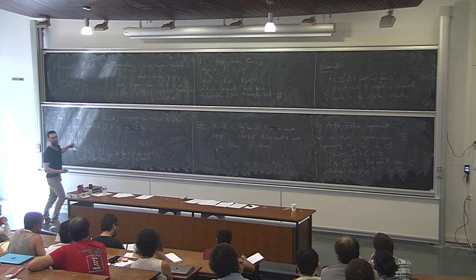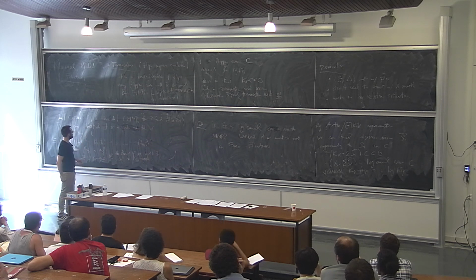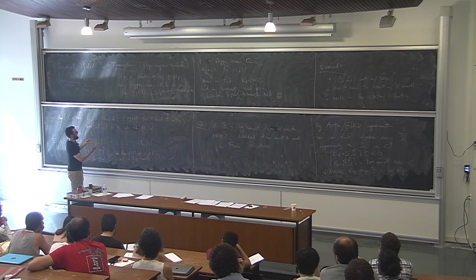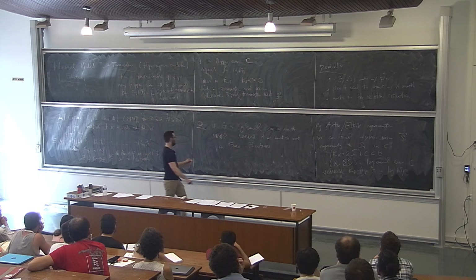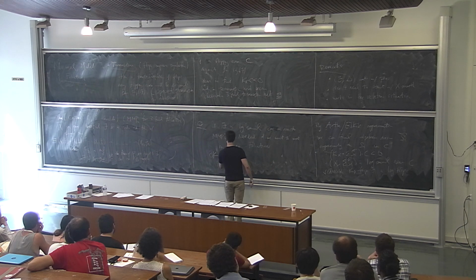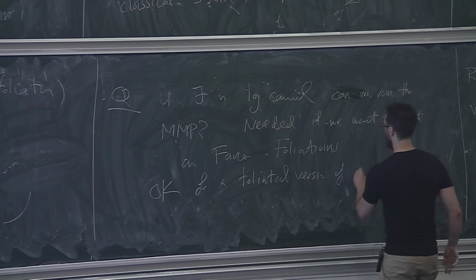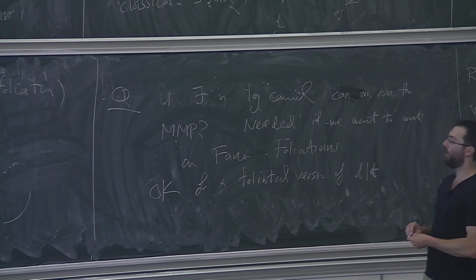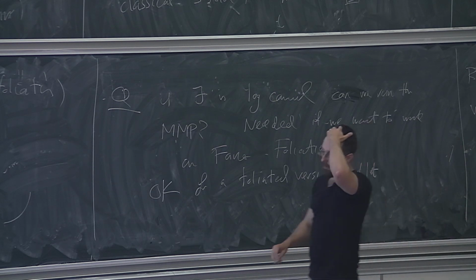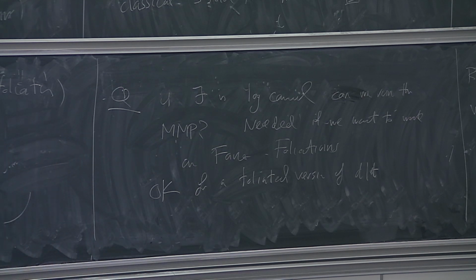So F has simple singularities. I should say that really we can start off with an analog of DLT for foliations. So this all works. This is okay for a foliated version of DLT.